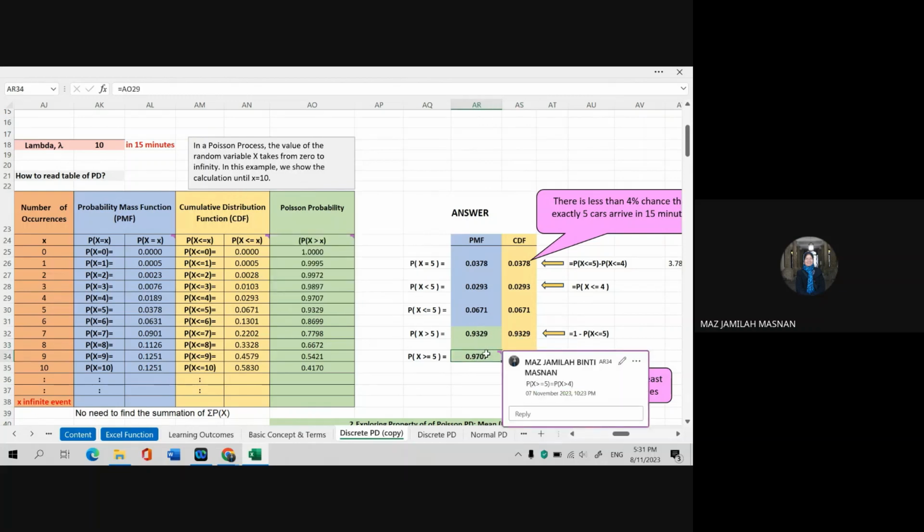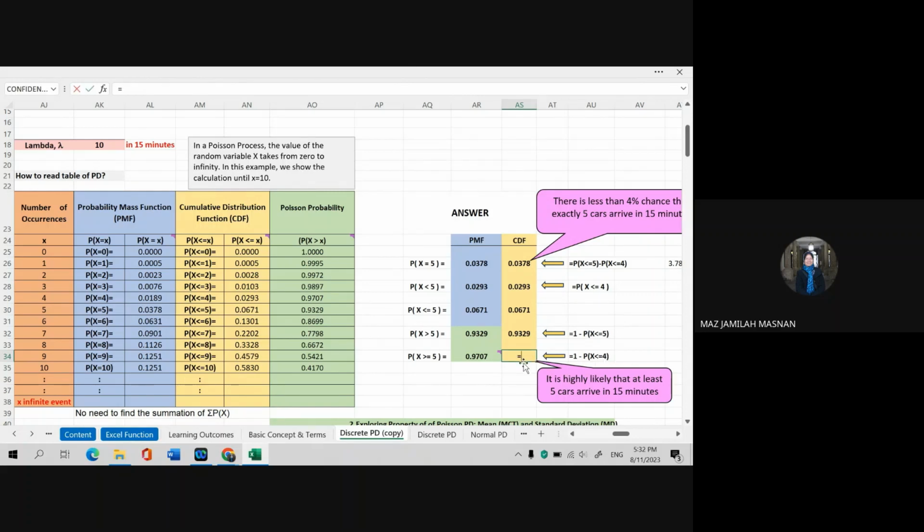And you will get the answer the same as if you are using the third column. For greater than or equal to 5, I put a comment over here. P(x greater than or equal to 5) means that you are talking about P(x greater than 4). So in this case, you are looking for x greater than 4. And if you are using the CDF, it will be 1 minus probability of x less than or equal to 4. You will get your P(x greater than or equal to 5).